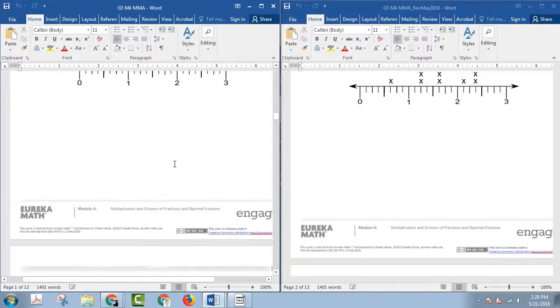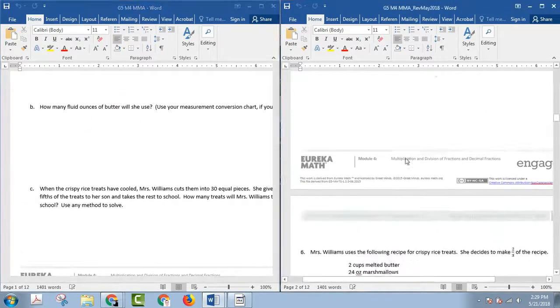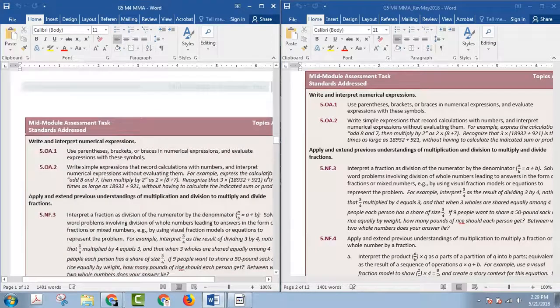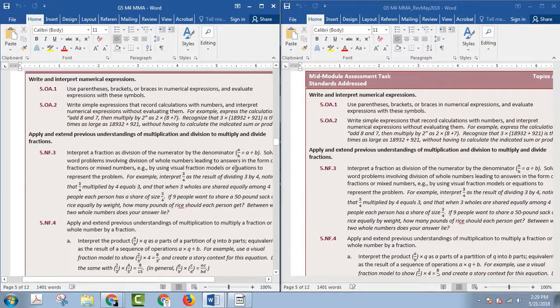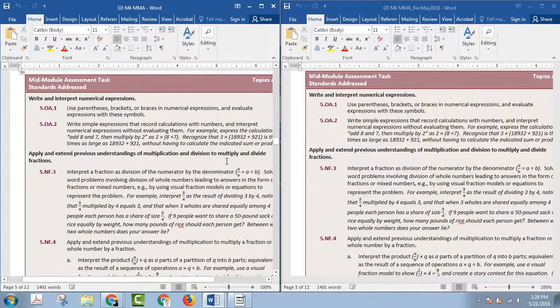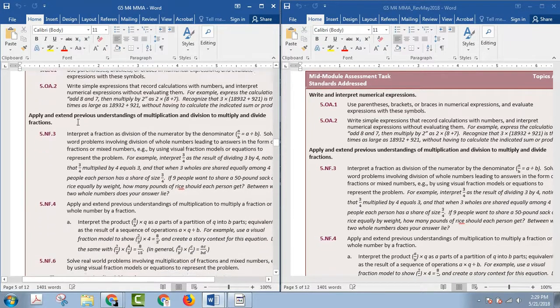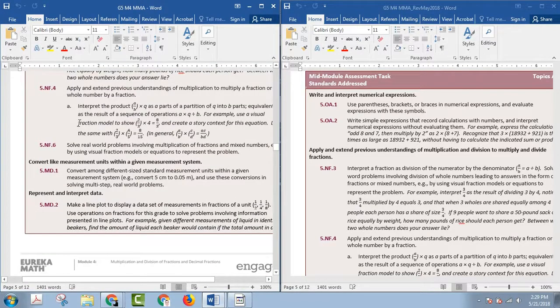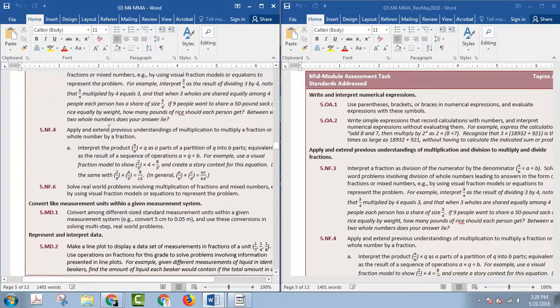This is the current test from this year, so it could be that the 5th grade team has actually changed this at this point. But just so you know, this is this year's test currently, and I'm just using it as an example. In particular, what we're looking at here is 5.OA.1, 5.OA.2, 5.NF.3, 5.NF.4, 5.NF.6, 5.MD.1, and 5.MD.2.